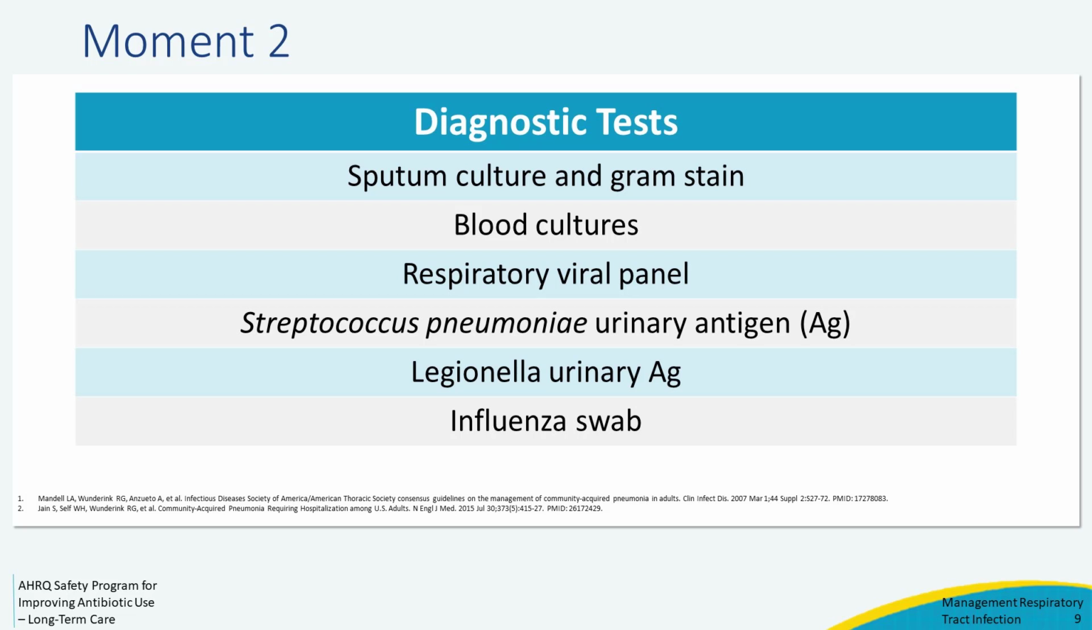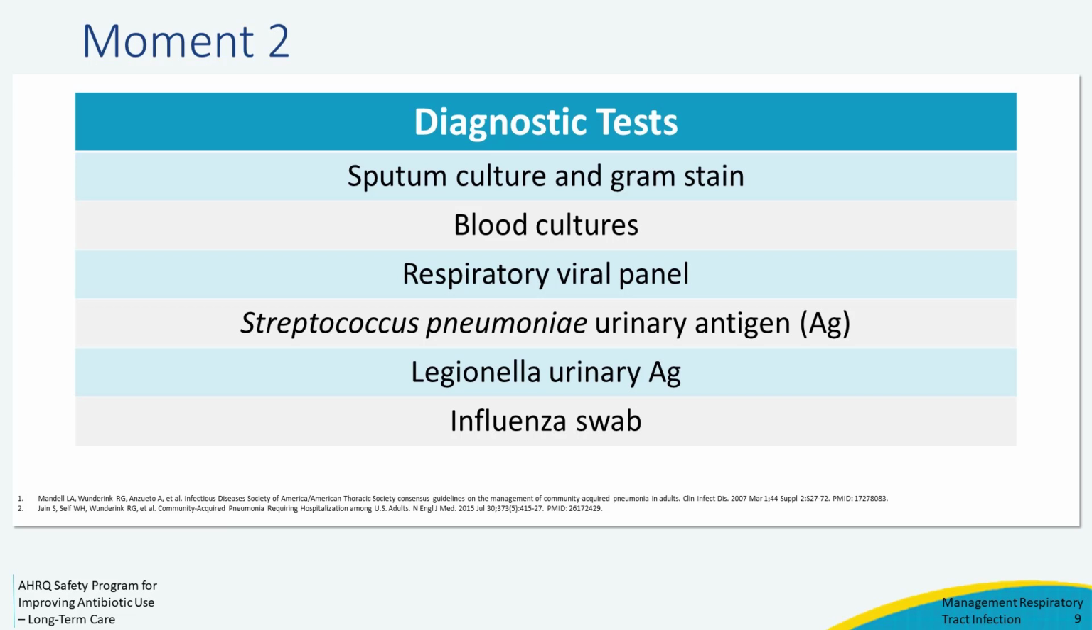A respiratory viral panel, if it is available, is helpful to evaluate for alternative causes of symptoms. Viral infections often mimic pneumonia. In fact, a recent population-based surveillance study showed that rhinovirus was the most common cause of community-acquired pneumonia in patients presenting to the emergency department.